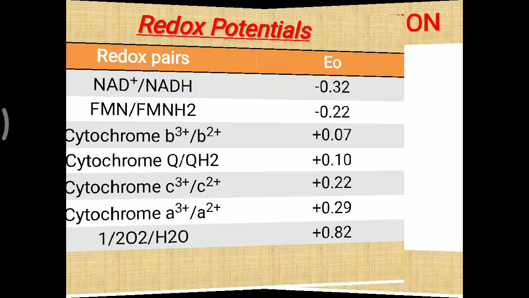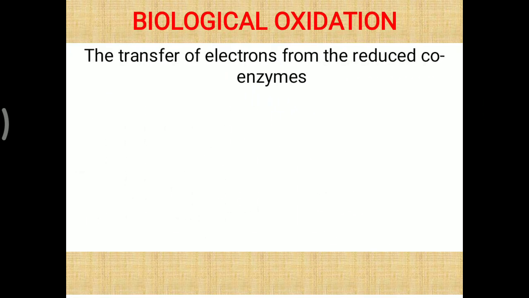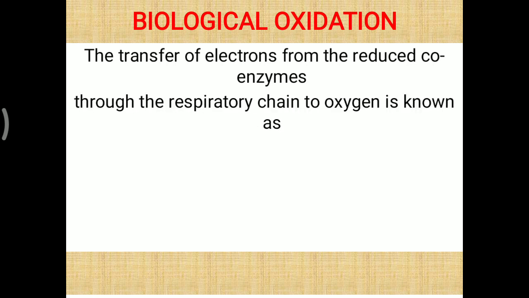Further, about biological oxidation: it is the transfer of electrons from reduced coenzymes like NADH and FADH2 through the respiratory chain to oxygen. We have seen that mostly electrons are transported from NADH to oxygen, and that occurs in the respiratory chain. Oxygen is lastly getting the electrons, and this process is considered biological oxidation. Simply, reduced coenzymes like NADH and FADH2 transport electrons to oxygen in the respiratory chain or electron transport chain, and that is considered biological oxidation.